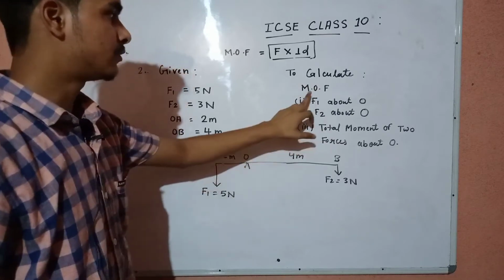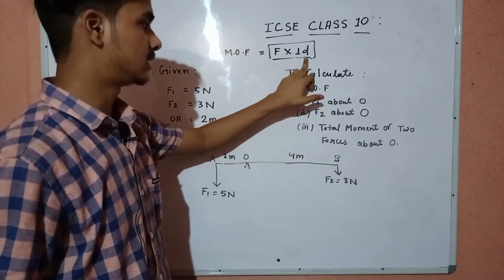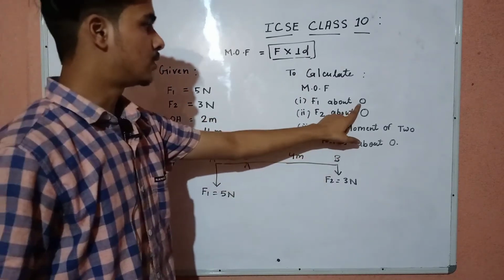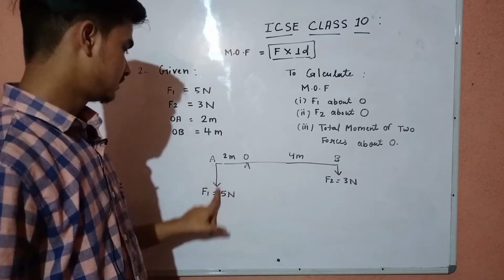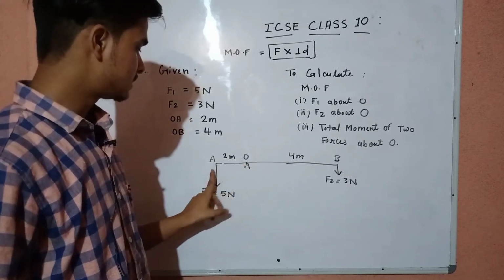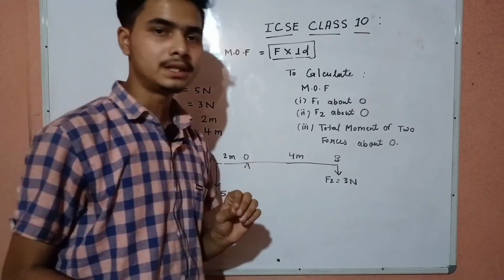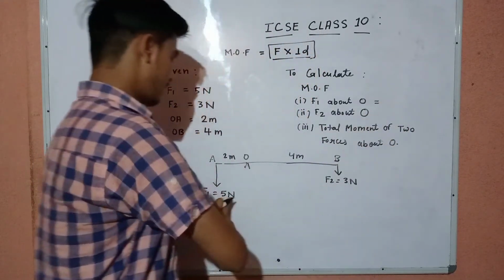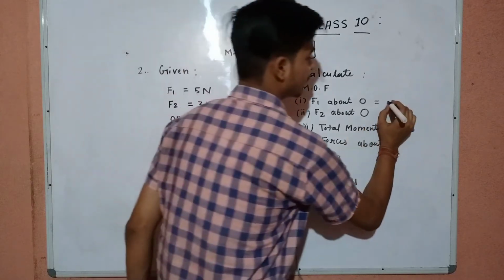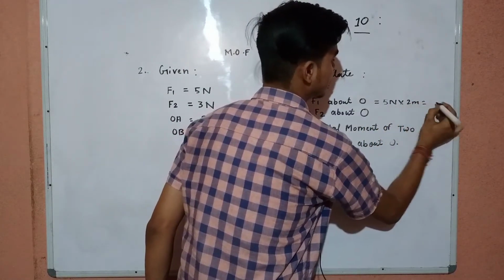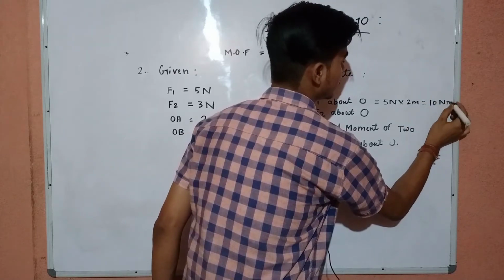We know the formula for moment of force is force into perpendicular distance. F1 force value is 5 Newton, and about O, F1 is here. The perpendicular distance of A and O is what? 2 meter. So the answer for this will be 5 Newton into 2 meters, which gives 10 Newton meter.